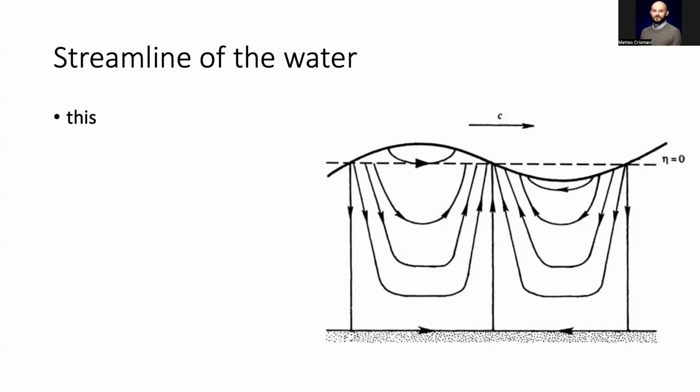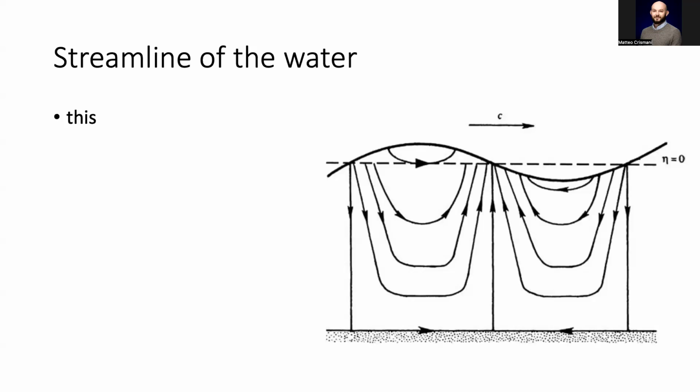So deep is much bigger. h is much bigger than lambda. Shallow is h over lambda much less than 1. And h over lambda is kh. Okay. Questions, comments, concerns?